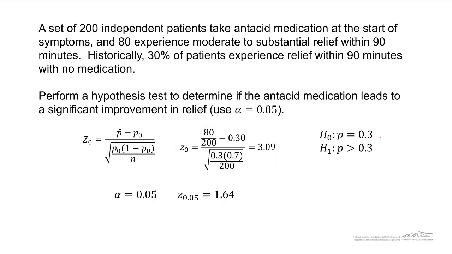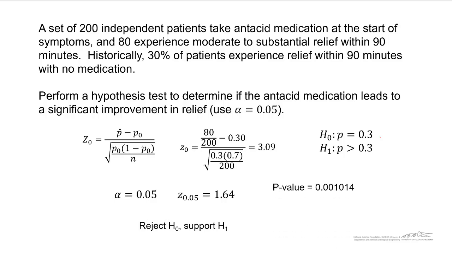Now obviously 3.09 is much greater than z of 0.05. We're comparing 3.09 to 1.64. So we're way out in the tail of this distribution, the right tail. And so we can support the alternate hypothesis and reject the null hypothesis.